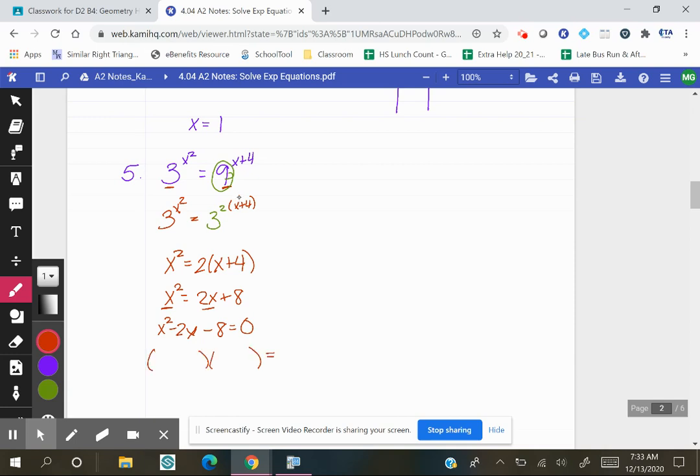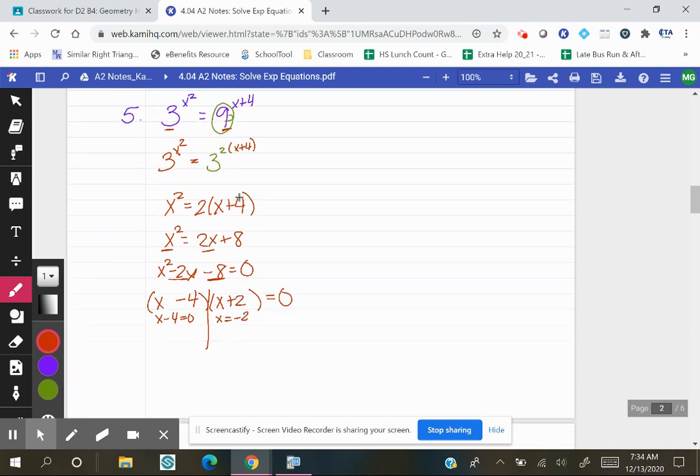All right, so here I have x. I need to multiply to -8, add to -2. That's going to be -4 and +2. Then set each of those equal to 0. So here I got 2 different answers that I'm going to need to check. Oh, sorry, I jumped the gun a little there. x plus 2 equals 0. Always show that. And then you can say x equals -2.